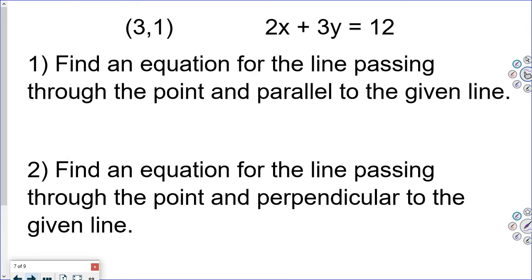Okay, the other piece that I want to make sure we review is parallel versus perpendicular. Reminder, parallel means that it's going to be the same slope.